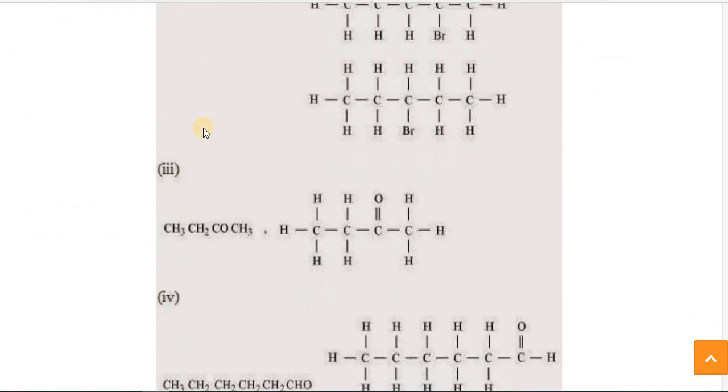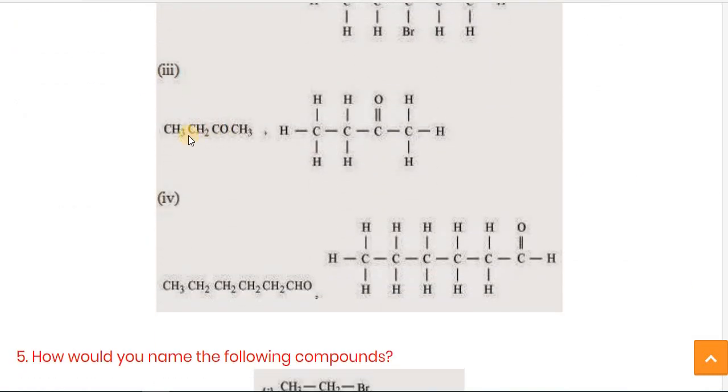So let's see the third question. The third question is methane, ethane, propane, butane, butanone. The total 4 carbon is there, and the ketone group is there. That's why the suffix one is used. So the structural formula here, you can see total 4 carbon, and CO group means the ketone group is there. So this is the structure of butanone.